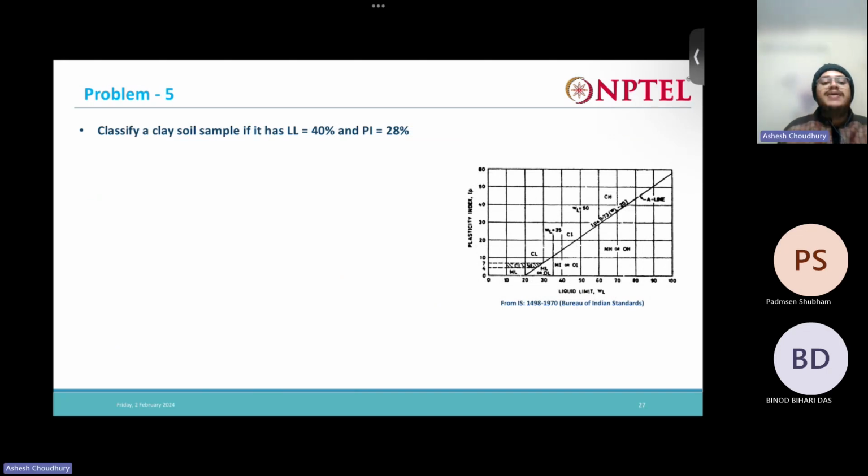So again, one more: classify a clay soil if it has a liquid limit of 40% and plasticity index of 28%. So in the question it is given that it is a clay soil, so you don't need to worry about the prefix part. You know it is clay, C. Now you need to identify the second part, the suffix.